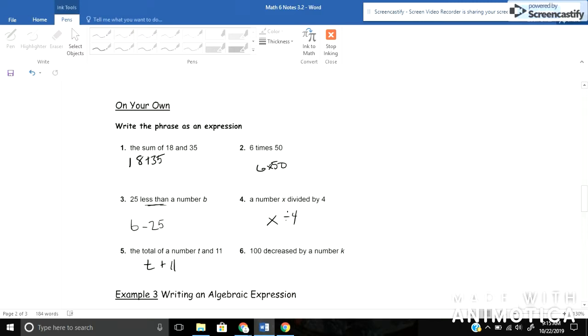And 100 decreased by a number k. So here, when it says decreased by, we're going to keep that same order, 100 minus k. Okay, so order does matter there. It needs to be 100 minus k. Hopefully you did all right. If you have questions, come see me.